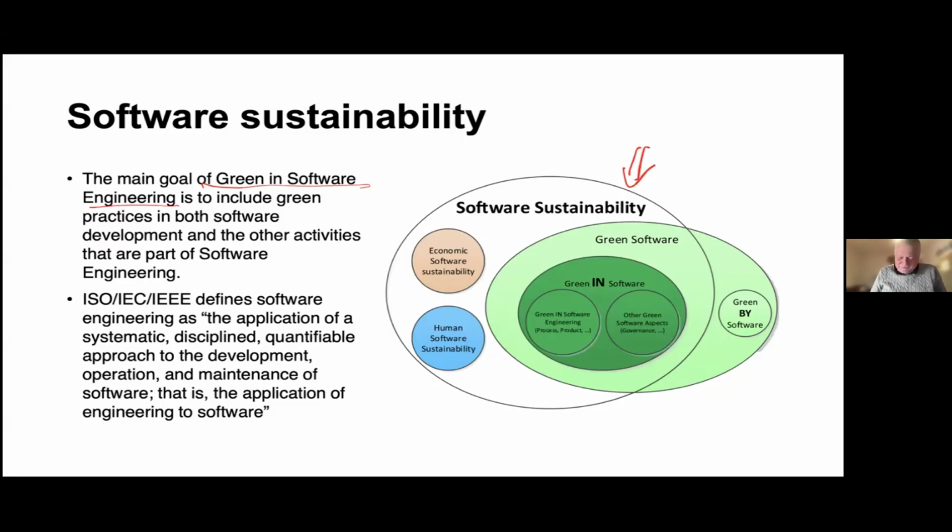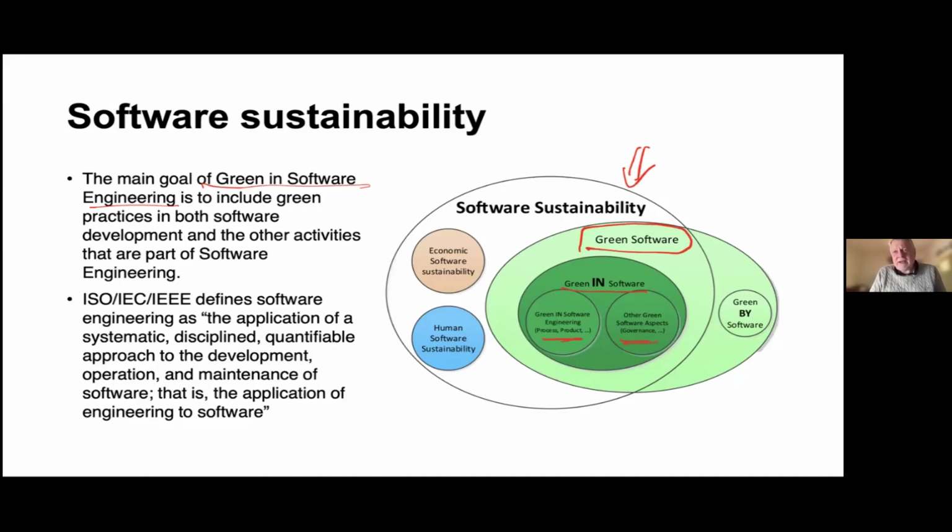So there is, I would say, not a general agreement on what green software really means, because it has two interpretations. One is green in software, where we can distinguish green in software engineering, to improve the software engineering process so that it requires the least amount of environmental resources, and of course, the product as well. And then, of course, there might also be other green aspects in here.